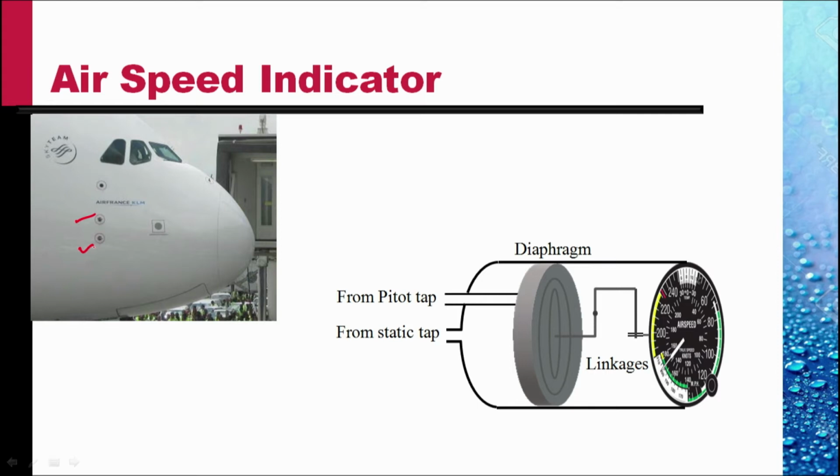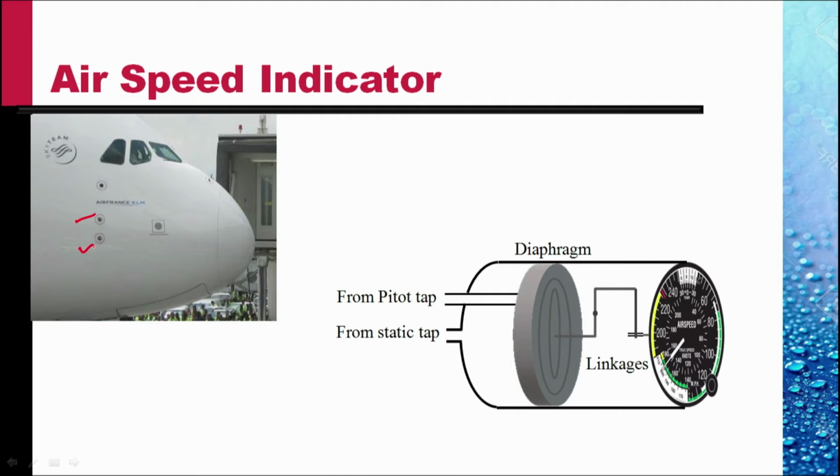So these are a number of static holes. Experimentally, it is determined that the velocity of air past these holes is almost the same as the velocity of the free air, of the undisturbed air, which is equal to the velocity of the aircraft in still air.